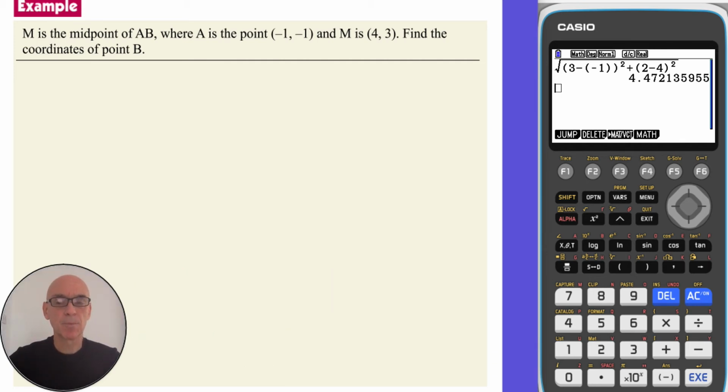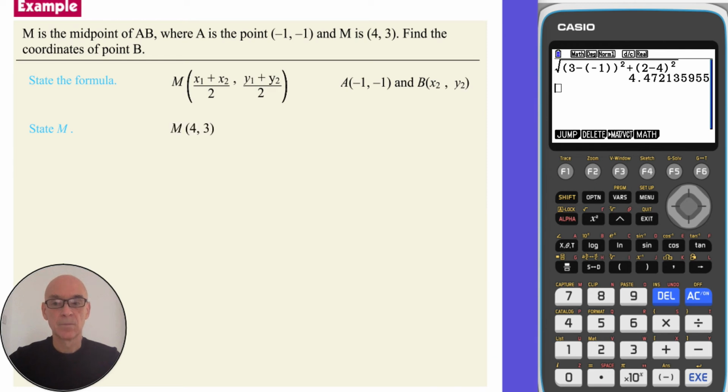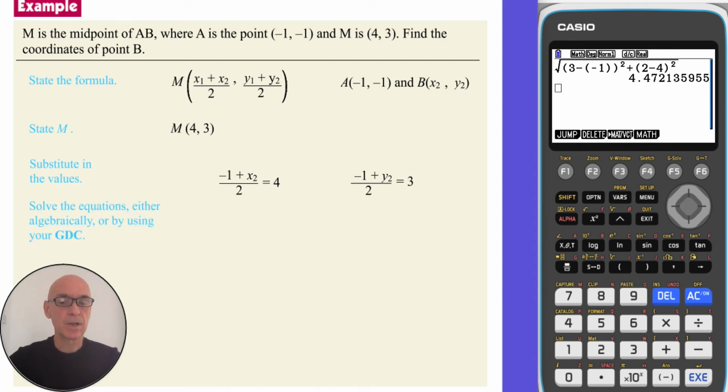Alternatively, we can approach the problem algebraically. And to do this, we should start by stating the formula, writing down the coordinates of A and M, substituting in the values for the x-coordinates to give an equation in x2, and similarly for the y-coordinates to give an equation in y2. So we can solve these equations algebraically, giving x2 equals 9 and y2 equals 7, as before.